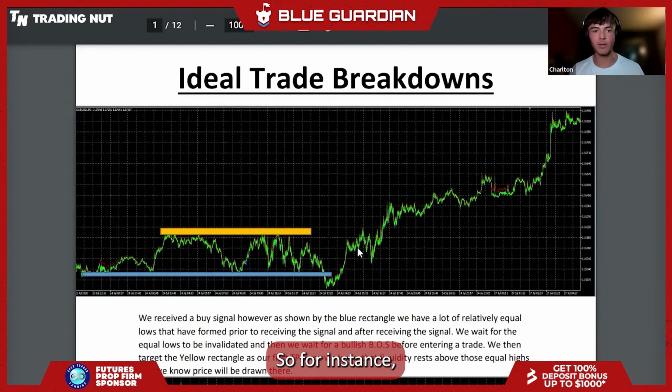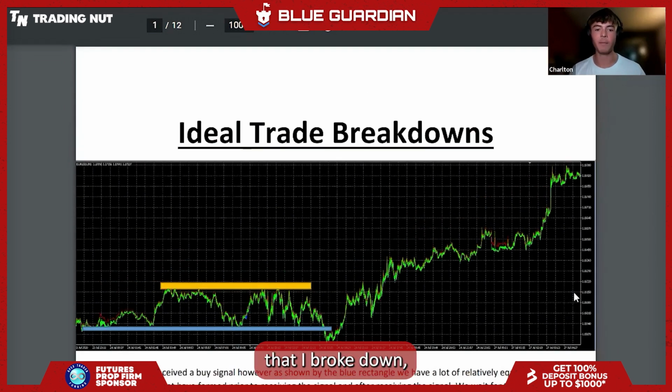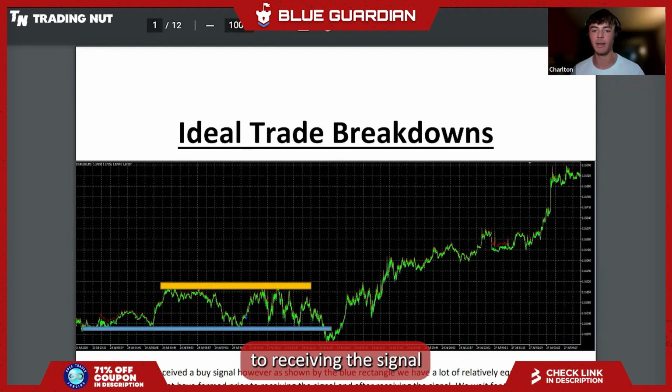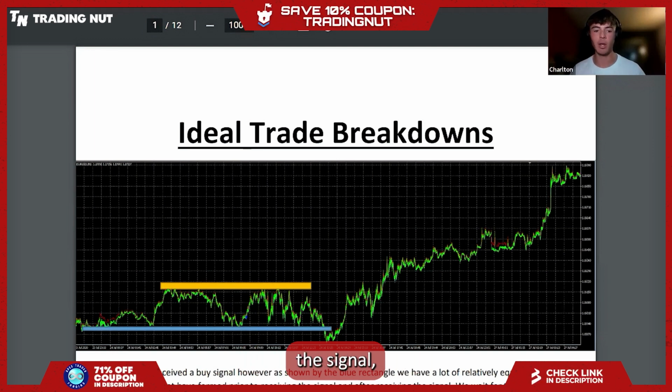So, for instance, on the first trade that I broke down, we received the buy signal. However, as shown by the blue rectangle, we have a lot of relatively equal lows that form prior to receiving the signal. And after receiving the signal, we wait for the equal lows to be invalidated, and then we wait for a bullish break of structure before entering a trade. We then target the yellow rectangle as our first TP.